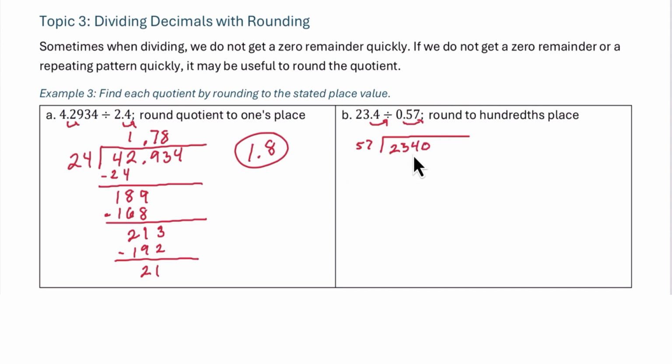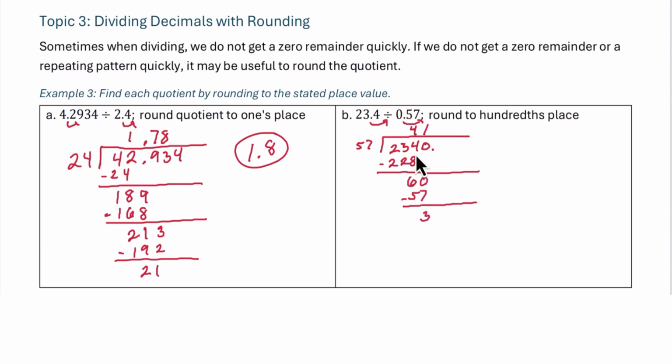57 will go into 234 4 times. 4 times 57 is 228. We'll subtract and get 6. Bring down the 0. 57 will go into 60 1 time. 1 times 57 is 57. Subtract, and we get a 3.